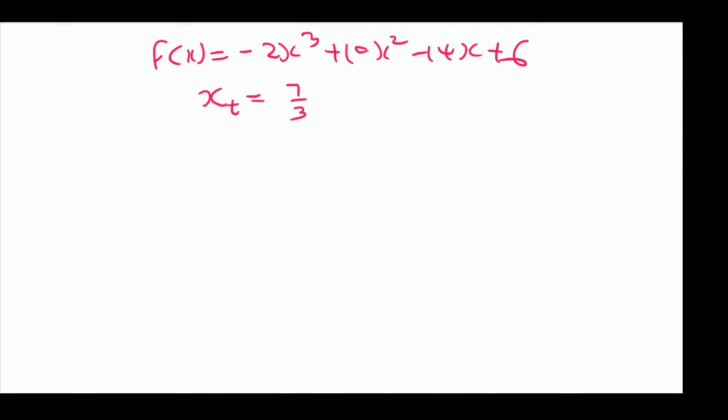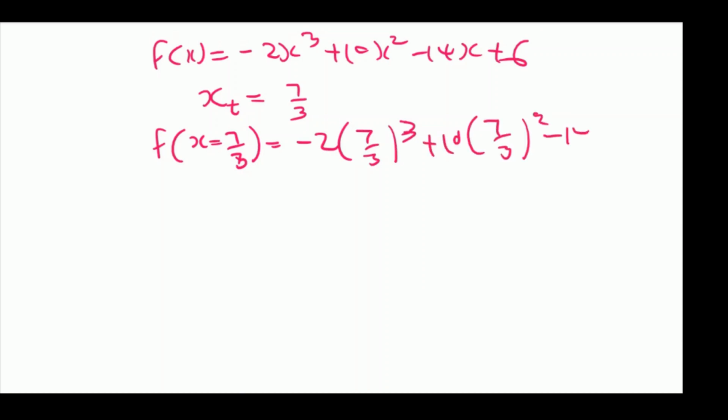So we're having our f of x equal to minus 2x cubed plus 10x squared minus 14x plus 6. So we know that the x value of the turning point at the other root is equal to 7 over 3, right? So we're going to substitute it in this equation here, which would be minus 2 times 7 over 3 cubed plus 10 times 7 over 3 squared minus 14 times 7 over 3 plus 6. So we're going to get 64 over 27. So this is the y value of the second turning point.